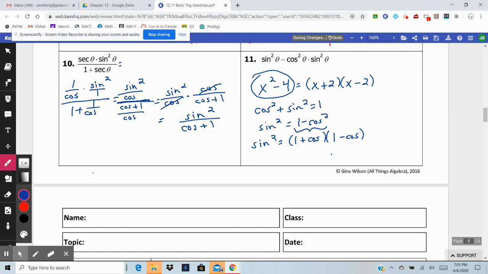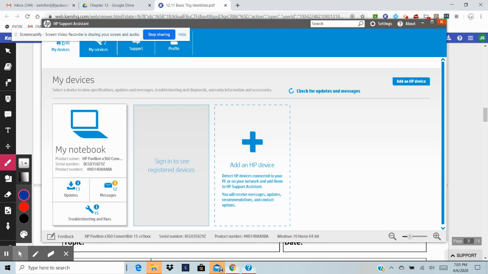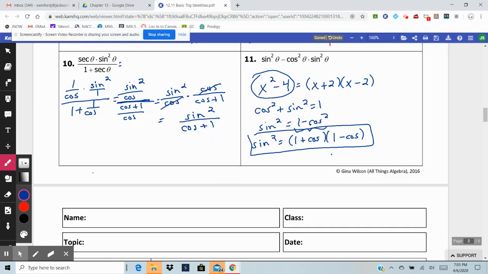So why is that even important? Knowing that is because I noticed on the bottom I had a 1 plus cosine, and I noticed I had a sine squared on top. So I'm going to replace that sine squared on top with 1 minus cosine squared. What I did there is I took my Pythagorean identity and solved it for sine squared by moving the cosine squared over, and I replaced it with 1 minus cosine squared. And on the bottom I have cosine plus 1.